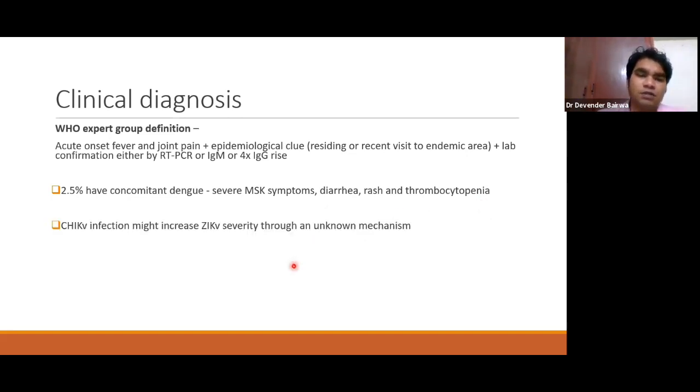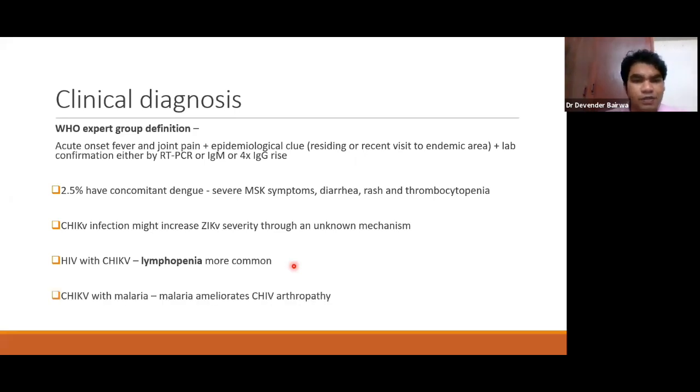Then in between, we also studied Zika virus. Studies have shown that chikungunya infection might increase the severity of Zika virus infection through an unknown mechanism. And if somebody has HIV with chikungunya, then lymphopenia is more common. And when chikungunya occurs in malaria, malaria actually ameliorates chikungunya virus arthropathy. So these are the features when there is a coexisting other illness.